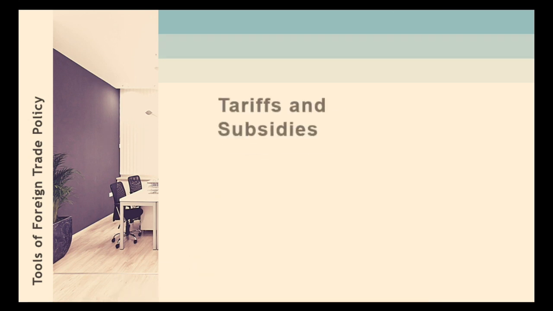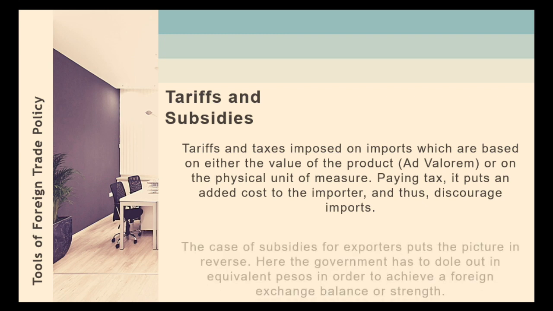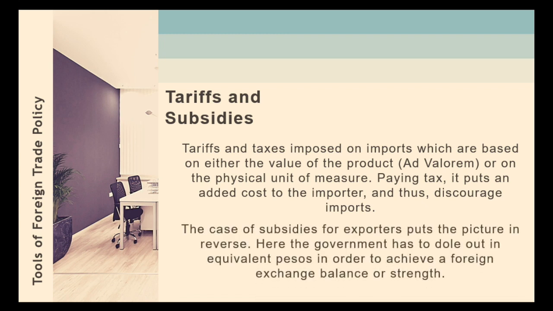And the last tool is tariffs and subsidies. So tariffs are taxes imposed on imports which are based on either the value of the product or ad valorem, or on the physical unit of measure. Paying tax puts an added cost to the importer and thus discourages imports. So in simple terms, a tariff is a tax imposed by one country on the goods and services imported from another country. And in the case of subsidies for exporters, it puts the picture in reverse.